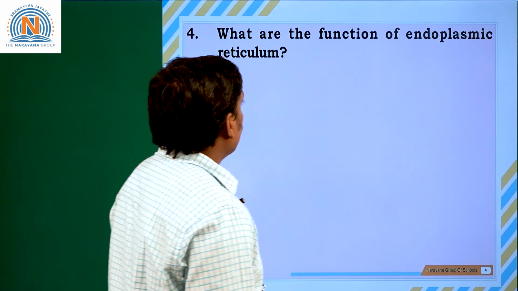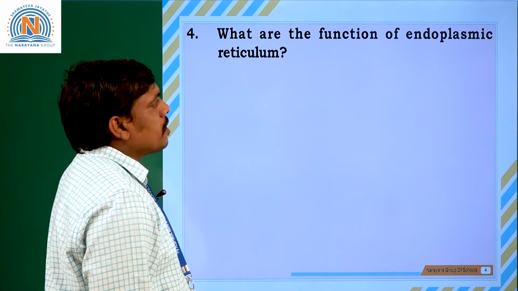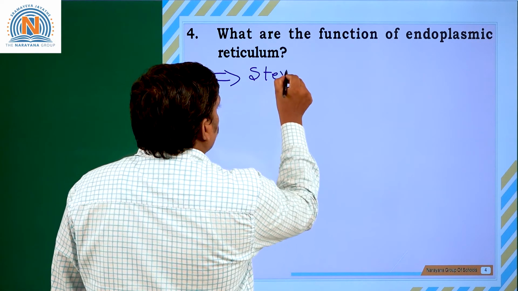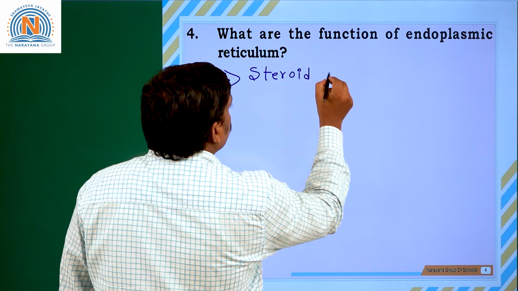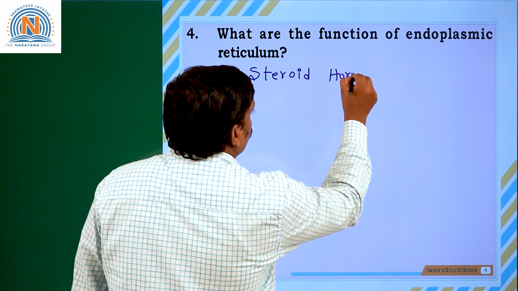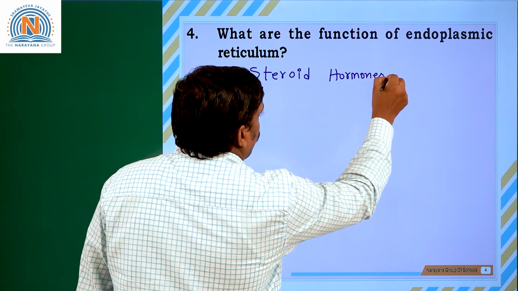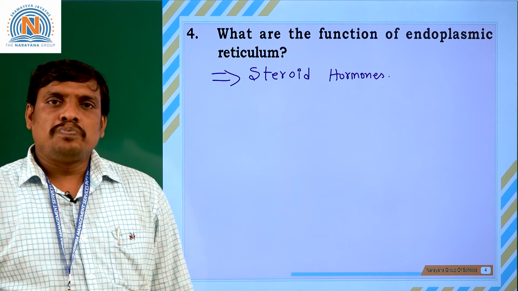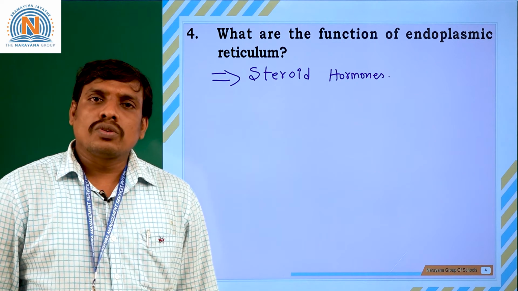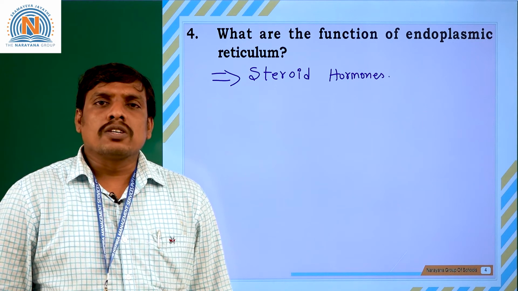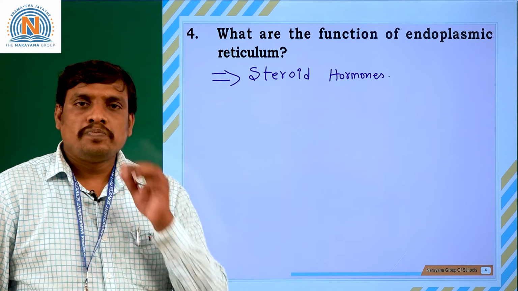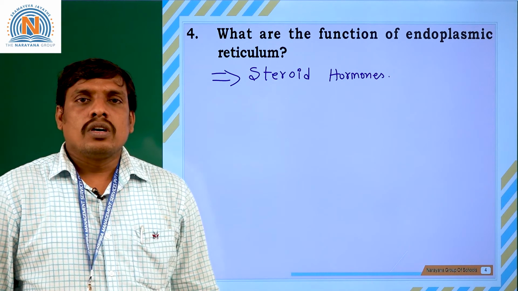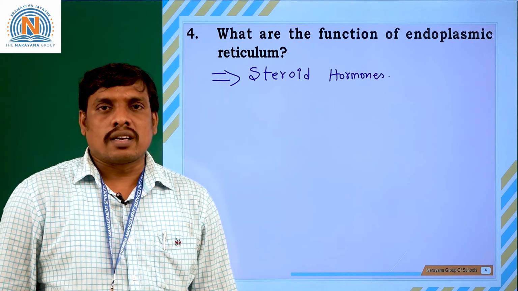What are the functions of endoplasmic reticulum? Endoplasmic reticulum helps in the secretion of steroid hormones. Major functions only I will tell you. Different steroid hormones are produced in our body by the action of endoplasmic reticulum. What are those steroid hormones? Steroid hormones help in the growth and development of organs. Some of the steroid hormones we are going to discuss in the higher classes.